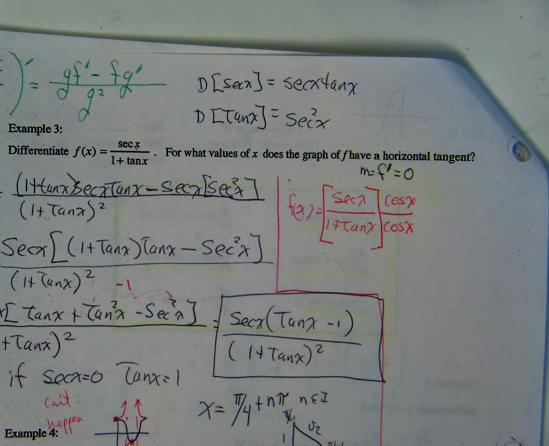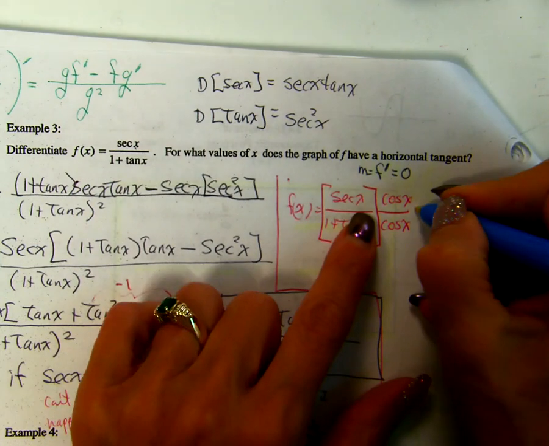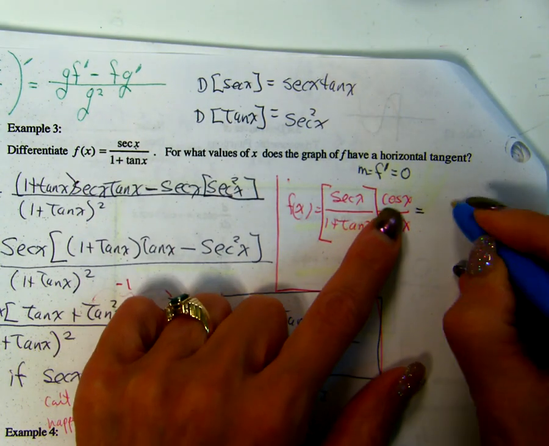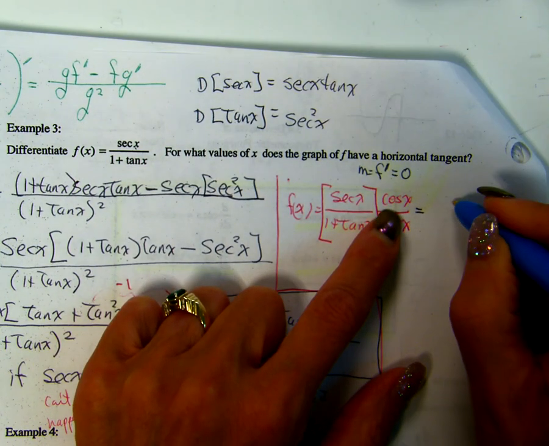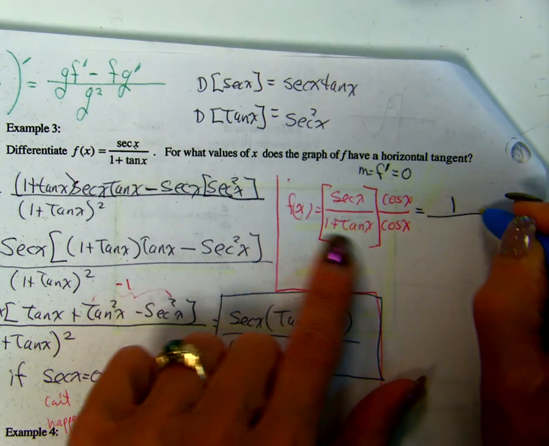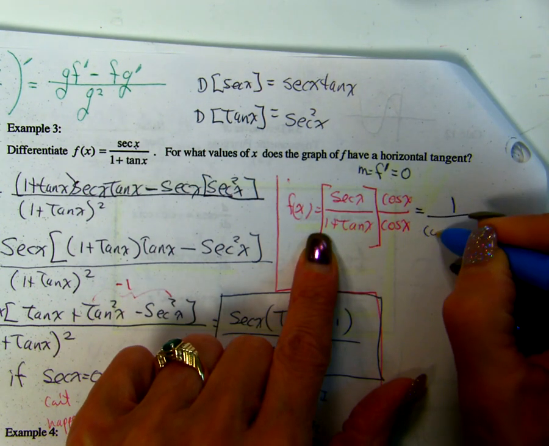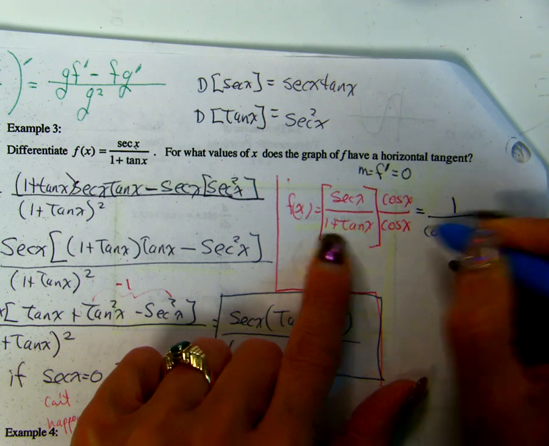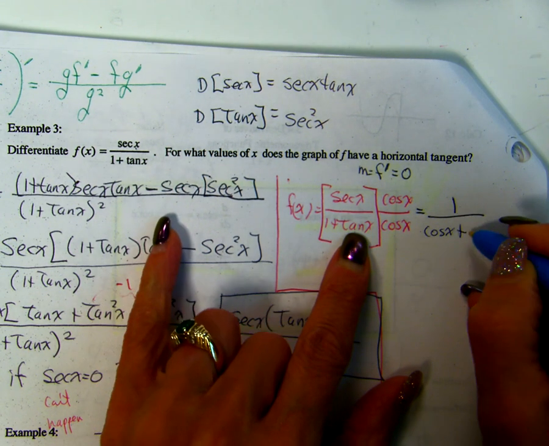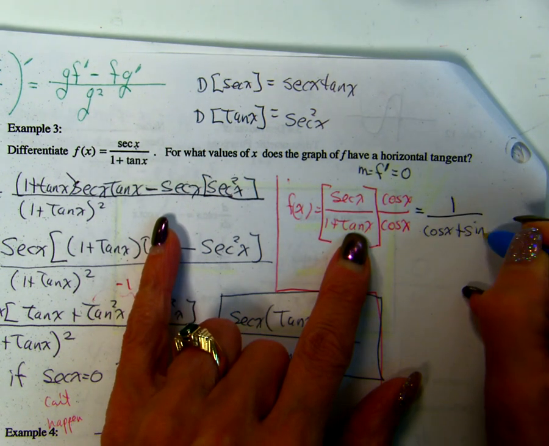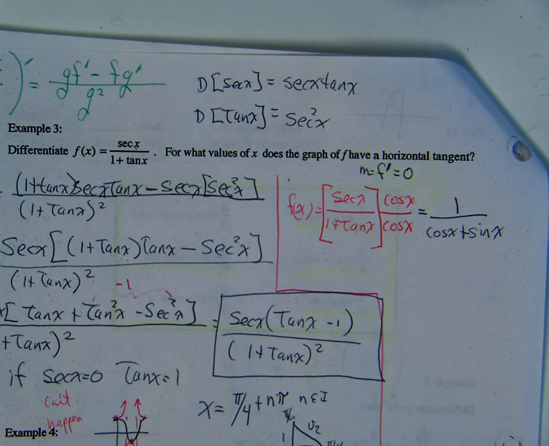So what would happen if before we even started, we just multiplied by 1? Wouldn't that simplify our question? Because on the top, what would I get? Secant times cos. A function times its reciprocal is 1. Distribute to both terms, you'd get cos x plus, what's tangent times cos? Sine.